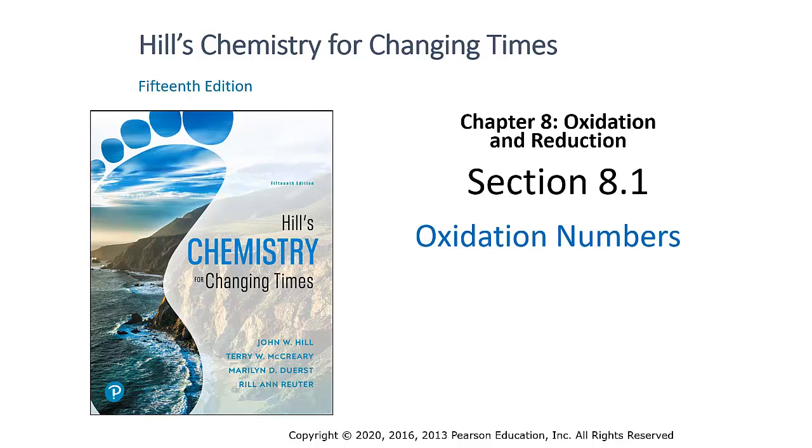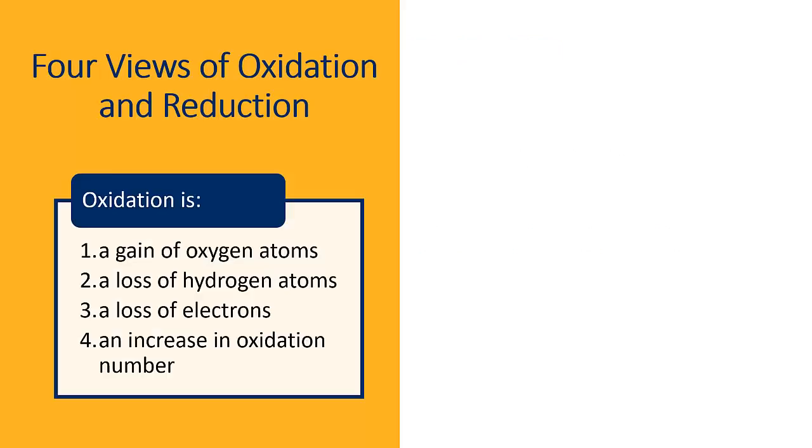This video is over oxidation numbers, which is section 8.1 of Hill's Chemistry for Changing Times. To begin with, this unit presents 4 views of oxidation and reduction, and it gives you 4 definitions.